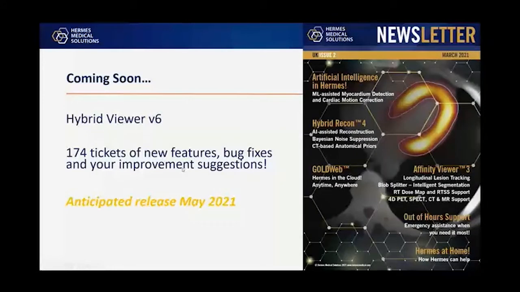So Hybrid Viewer version 6 will be coming soon. For those of you who've seen the recent newsletter, it will hopefully give you a little bit of a taster of some of the new features that will be coming. It includes a whopping 174 tickets of new features, bug fixes, and importantly, your improvement suggestions for the products. So it's a really big key release, and I'm really excited to be able to show you some of the functionality today.